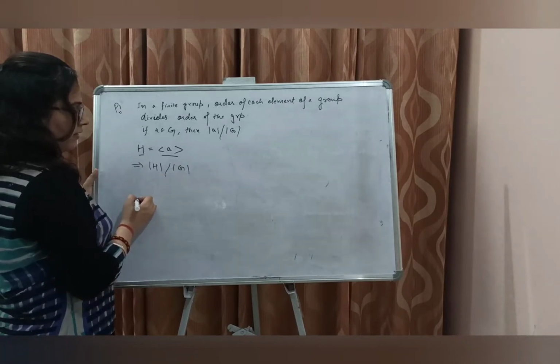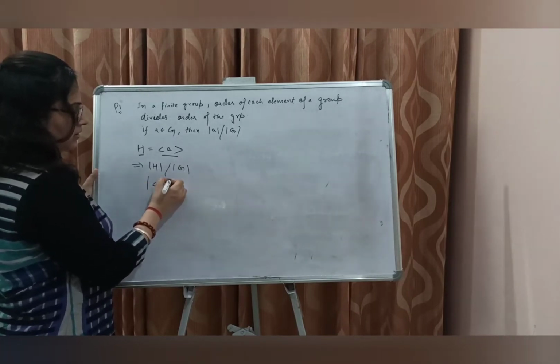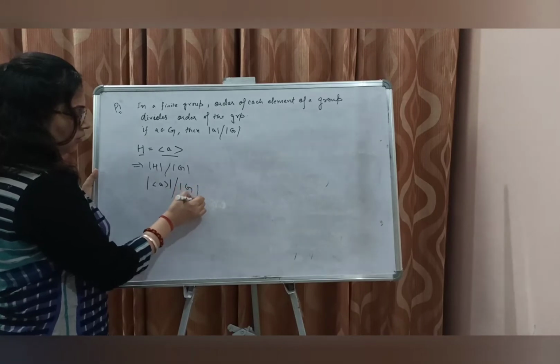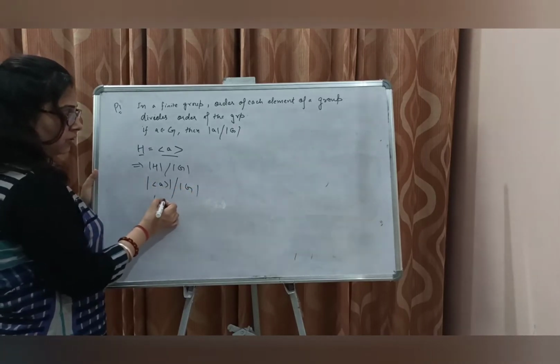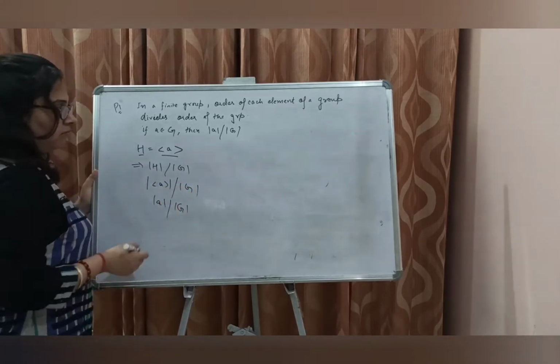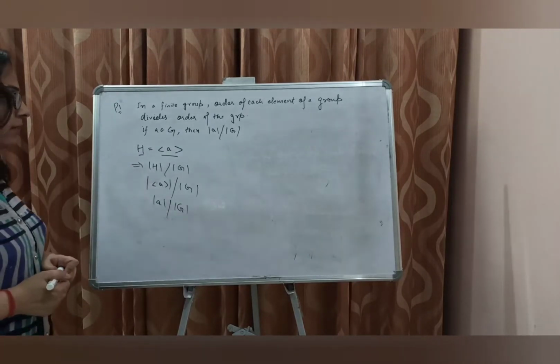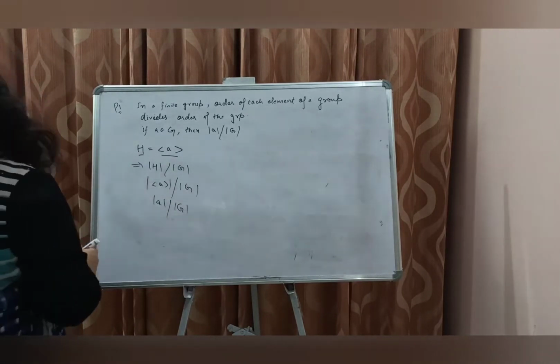Now what is the order of H? This is this. Now what is the order of this group? This is the same as the order of A, because this is being generated by the element A. Okay, so this was property 1.